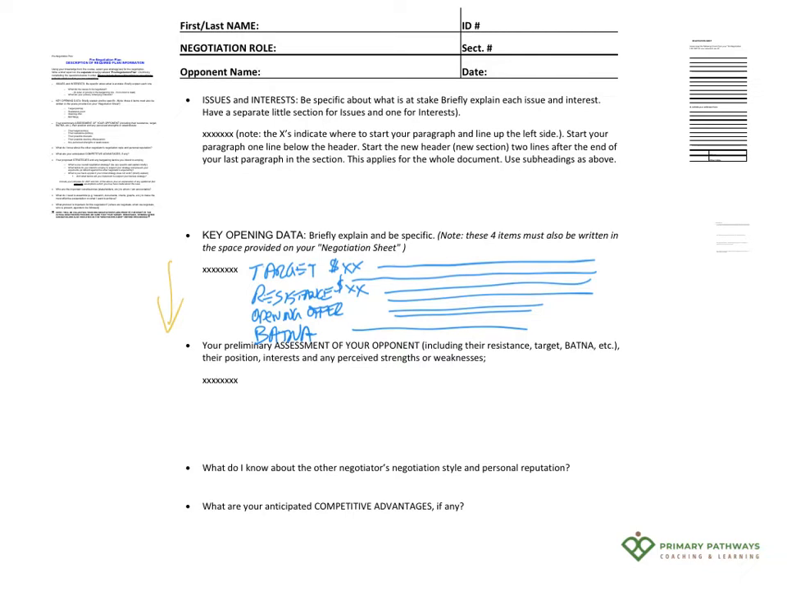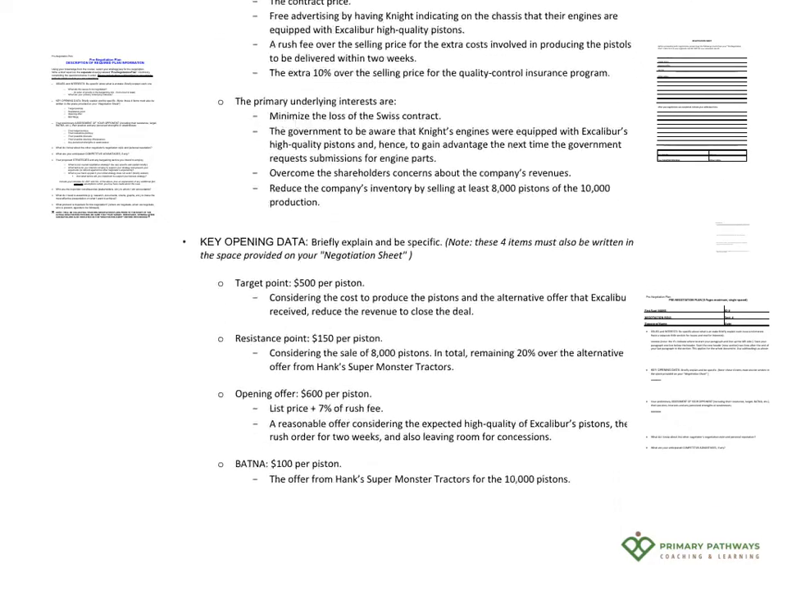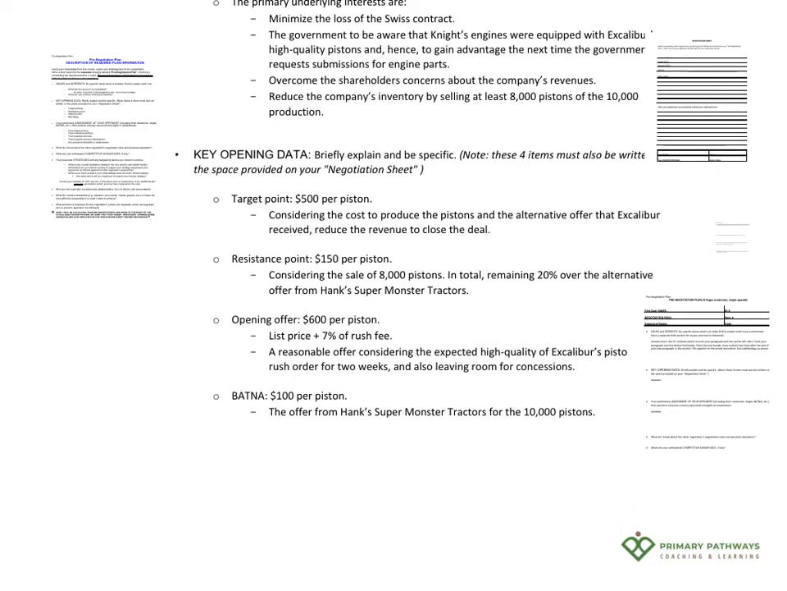You must include for your target, resistance point, and opening offer every element of that target, resistance, and opening offer. So you need to make sure that your target point, if it's more than price, has price and the other elements. Same thing with your resistance point and your opening offer. Let's move over to our example now from a previous student and see how she handled this section well. You can see that it's really clear. She identified each element very clearly with some space between it, so it's very easy to read.